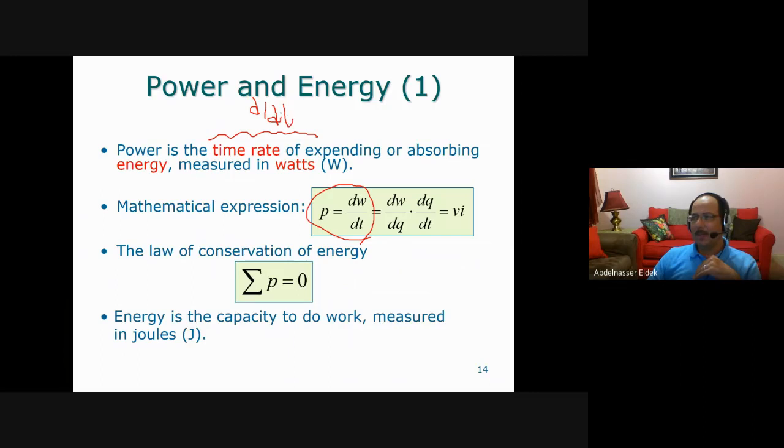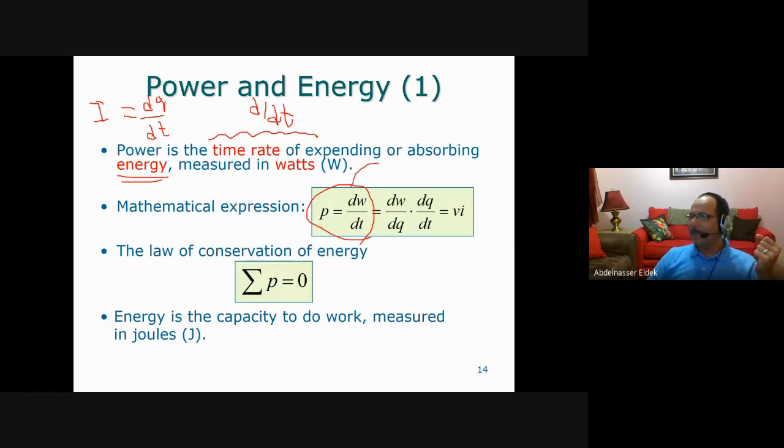You remember when I talked about the current? The current is not just charges moving, but the time rate change of moving charges. That's why I said I equals the time rate change, d by dt of the charge Q. Here, power is the time rate change of energy, so it is d by dt of W. So it is dW by dt.